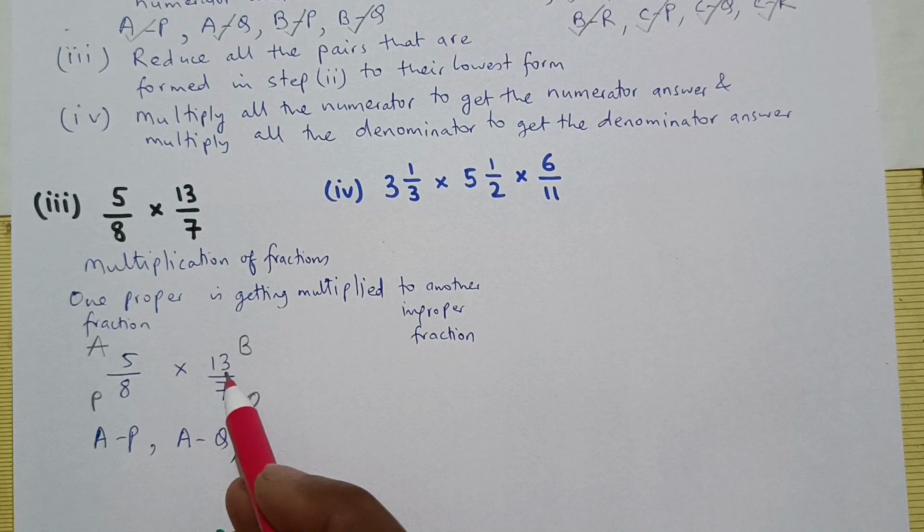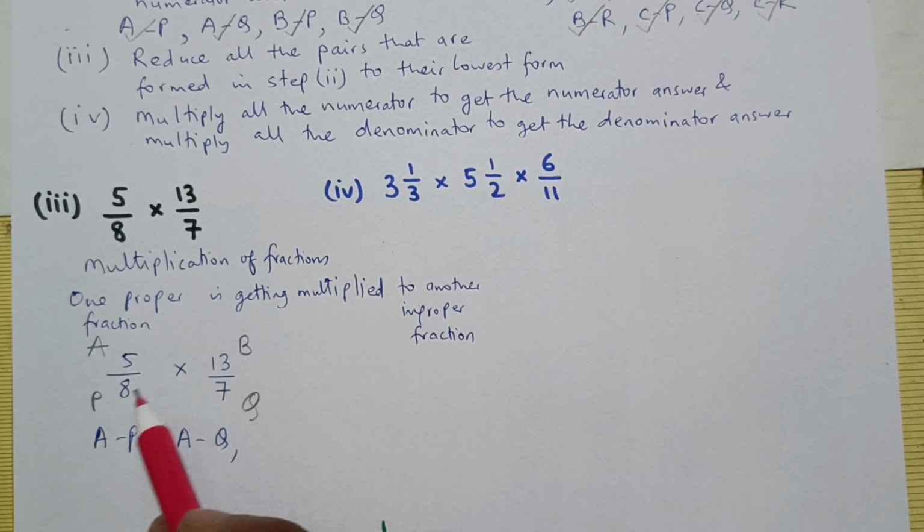Now let us take the numerator 13 and form numerator denominator pairs with this numerator 13. So one numerator denominator pair is 13 by 8. So BP.